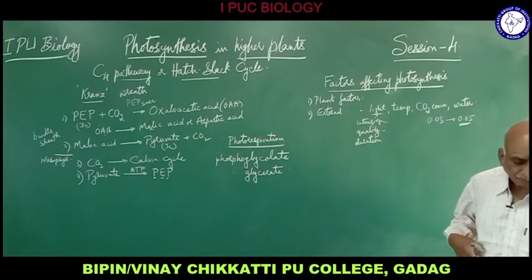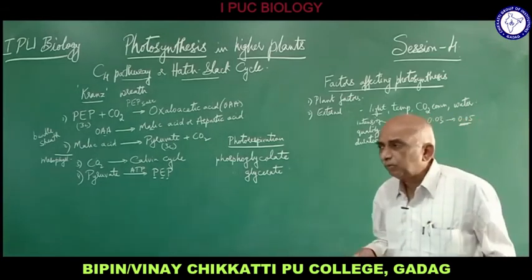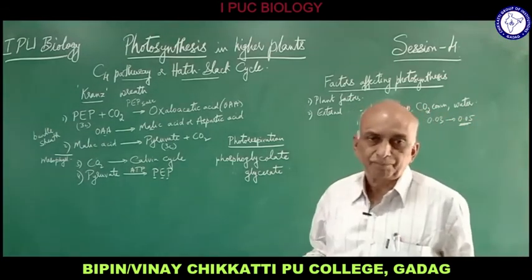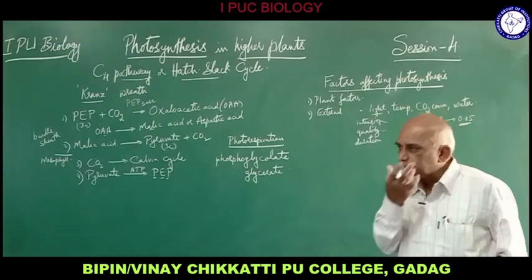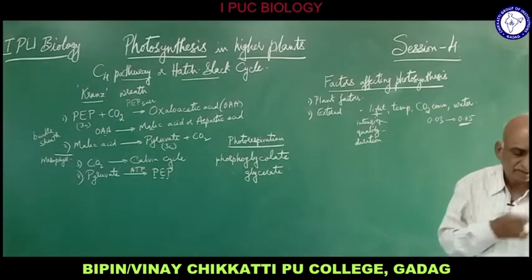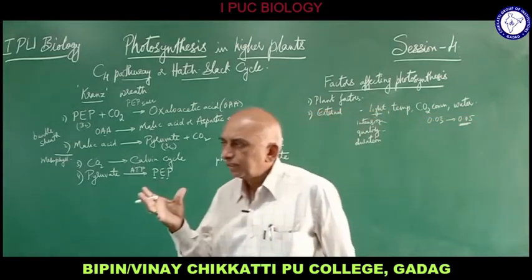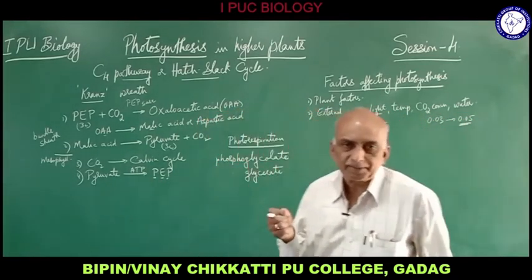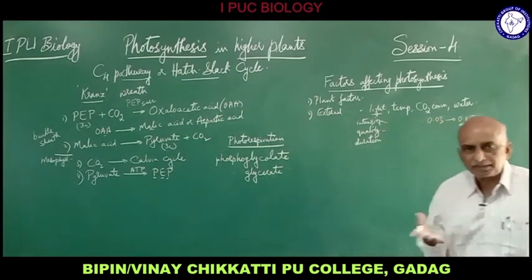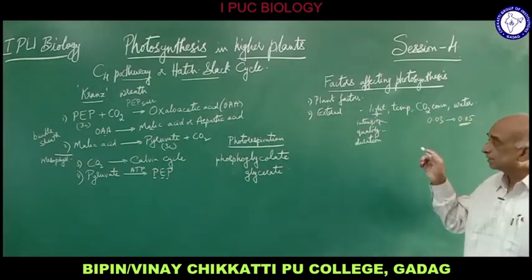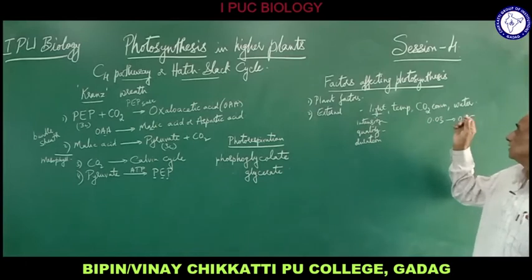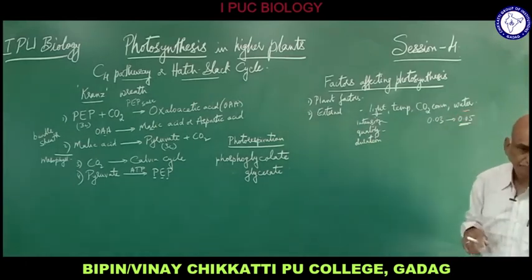And also, if there is no water, the leaves will wilt. That means the leaves will fade, and when they wilt, the leaf surface area is also reduced, and thus overall photosynthesis gets reduced. That is the effect of water.